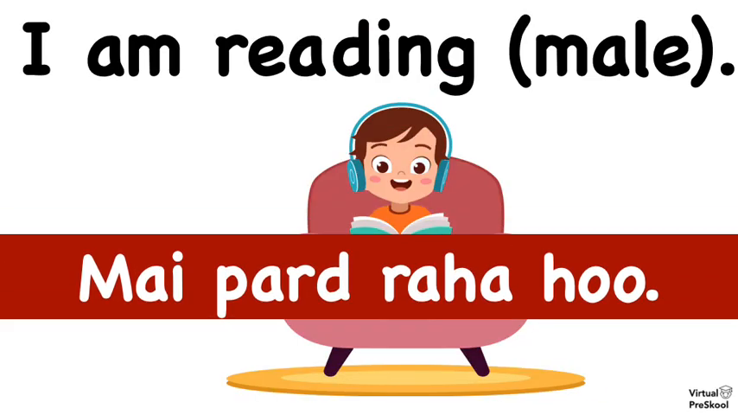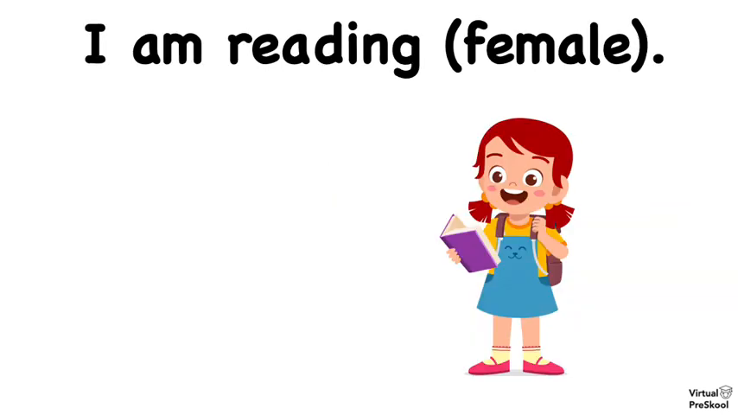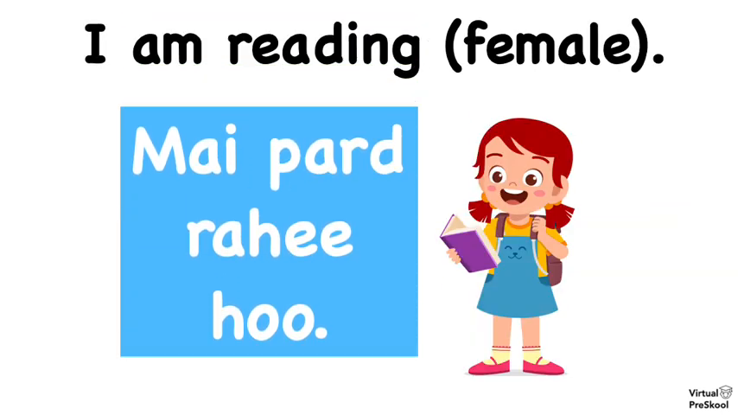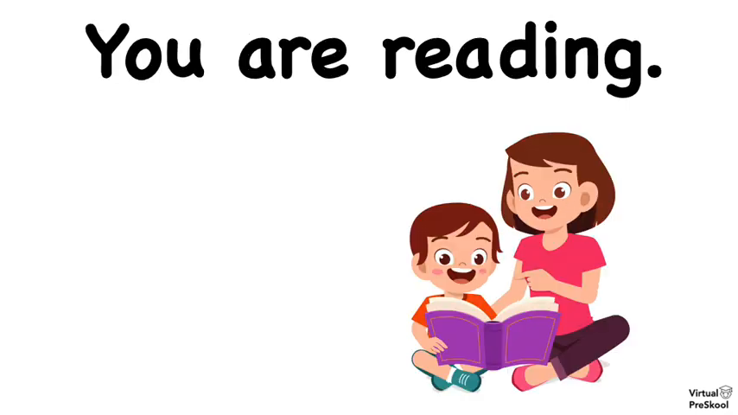I am reading for a male. मैं पढ़ रहा हूँ. I am reading for a female. मैं पढ़ रही हूँ. Notice now these conjugations are different than the conjugations that we had in present tense, which makes sense, right? We have to have different conjugations. Otherwise, how would we make sense of what we're talking about? So the raha, rahi, rahe are the equivalent of ing in English.